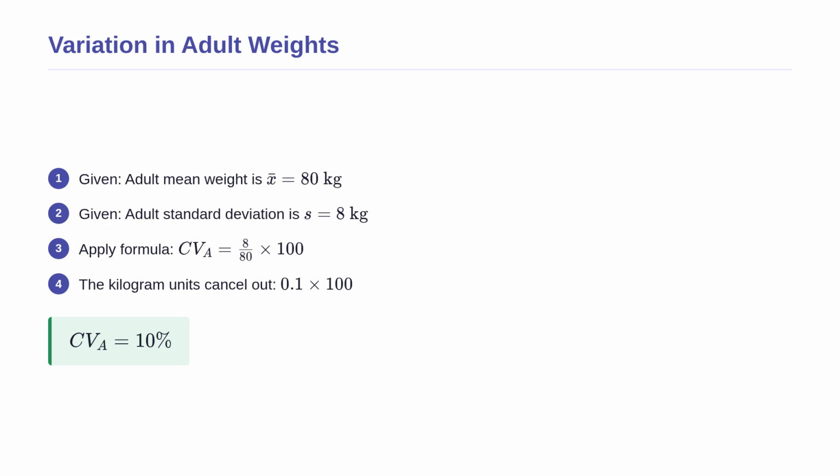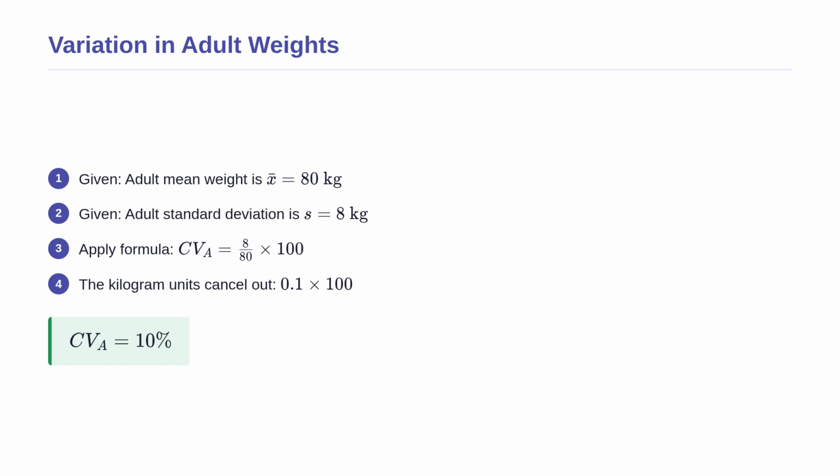Now that we have the baby's variation, let us look at the adult men in the same study. The adults have an average weight of 80 kilograms, with a standard deviation of 8 kilograms. Again, we divide the standard deviation of 8 by the mean of 80. The units cancel out, giving us 0.1. Multiplying by 100 gives us 10%.